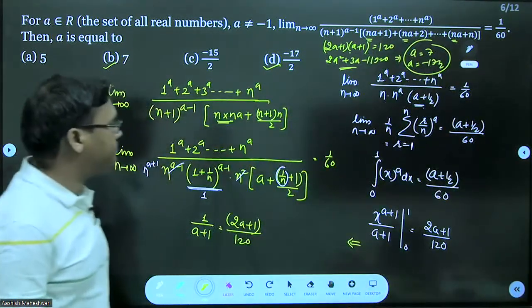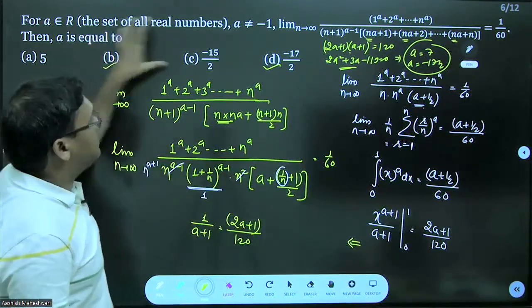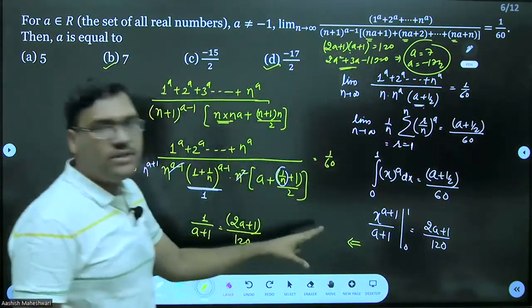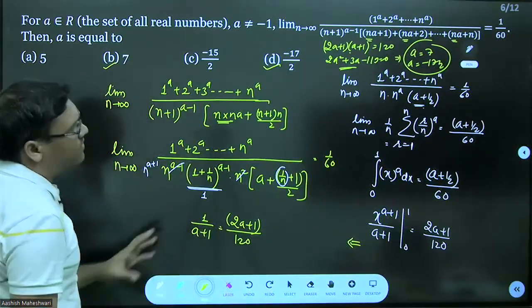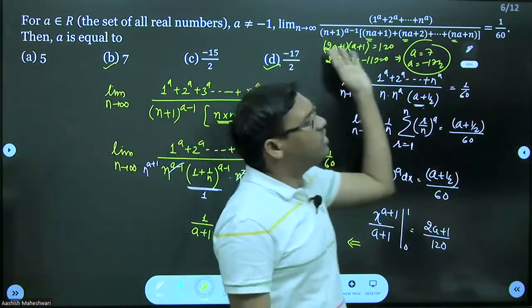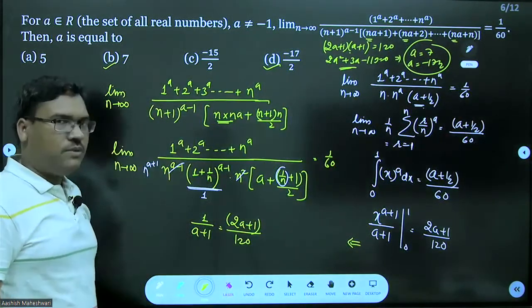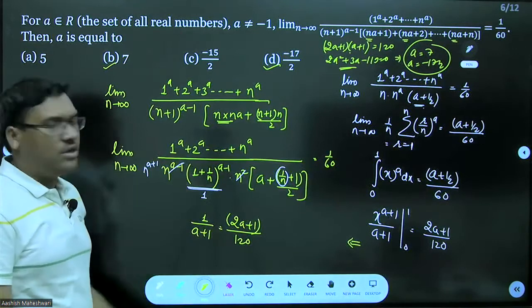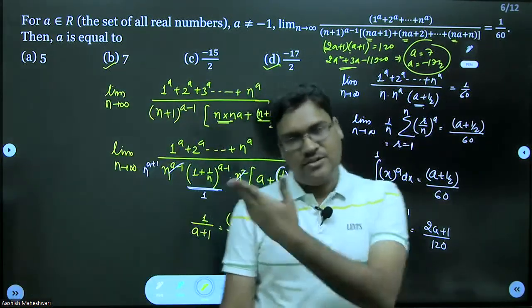See, the idea is how I converted this limit to the integration part. Okay. And always remember, whenever you have this type of terms where n tends to infinity and there are many n type terms, you can think of this concept, convert into integration and then solve this. So I hope you have understood this and you have liked this concept.